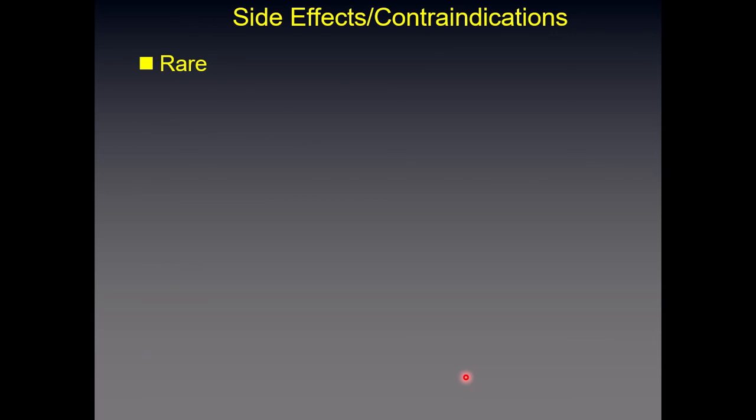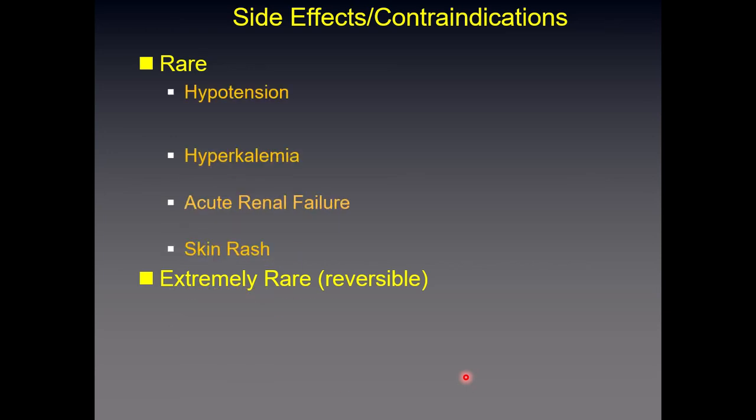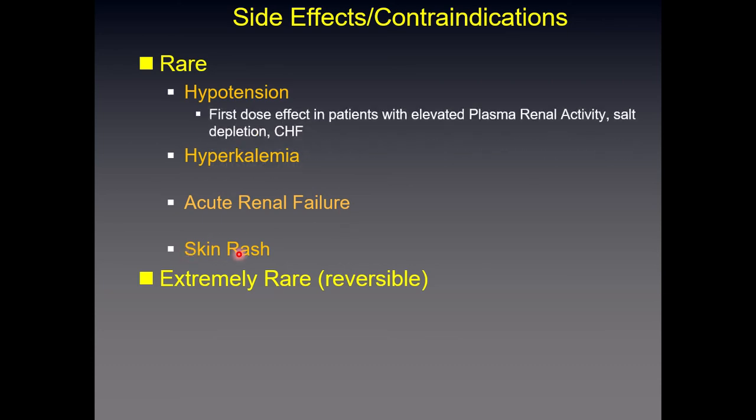Some other side effects are rare, and some are extremely rare side effects that may be reversible. First of all, let's discuss the rare side effects. Other rare side effects are hypotension, hyperkalemia, acute renal failure, and skin rashes. First of all, hypotension: a first dose effect in patients with elevated plasma renin activity, salt depletion, congestive heart failure. It is a rare side effect when the patient goes into hypotension.